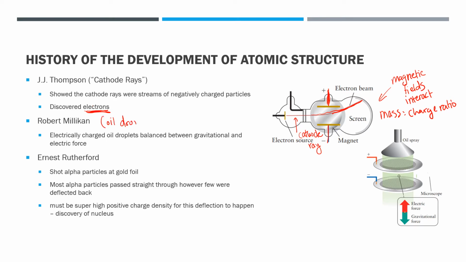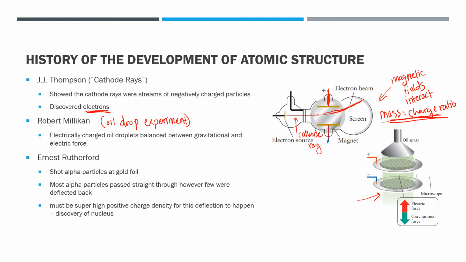You might have heard of this in AP Chem. This experiment determined the charge of the electron. So Thomson was able to determine the mass to charge ratio, but Millikan was actually able, with Thomson's information, to figure out what the exact charge of the electron was.